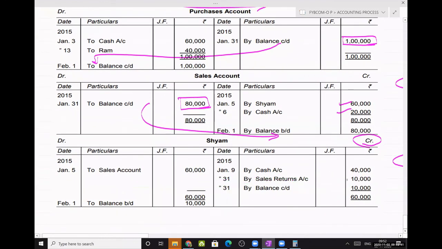Then Shyam ka debit side is 60. Credit side is how much? 40 and 10 is 50. 60 minus 50 is how much? 10,000. So this is the balance. So this closing balance will become your opening balance. Okay. See, I have told you last time also, you can write it this way also: by closing, and here by opening balance, if you get confused between carried down and brought down.